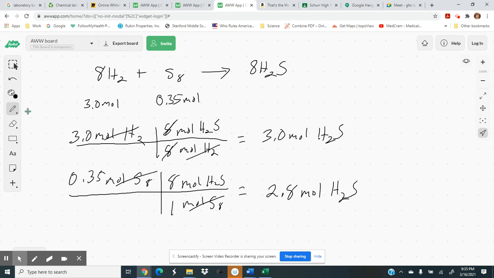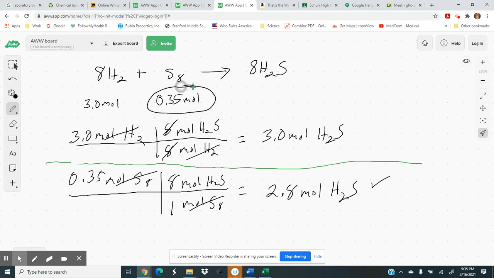Let me just go ahead and divide this. That's two separate calculations. Now, if you look at this, 2.8 is smaller than 3.0. So we take the smaller number, which means that yes, S8 is the limiting reactant. All 0.35 moles of S8 are gone. It's the one that runs out first.